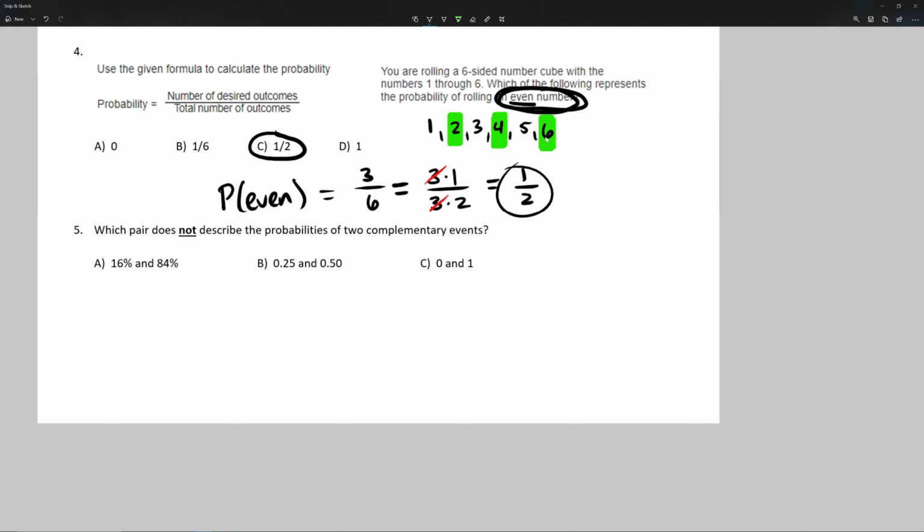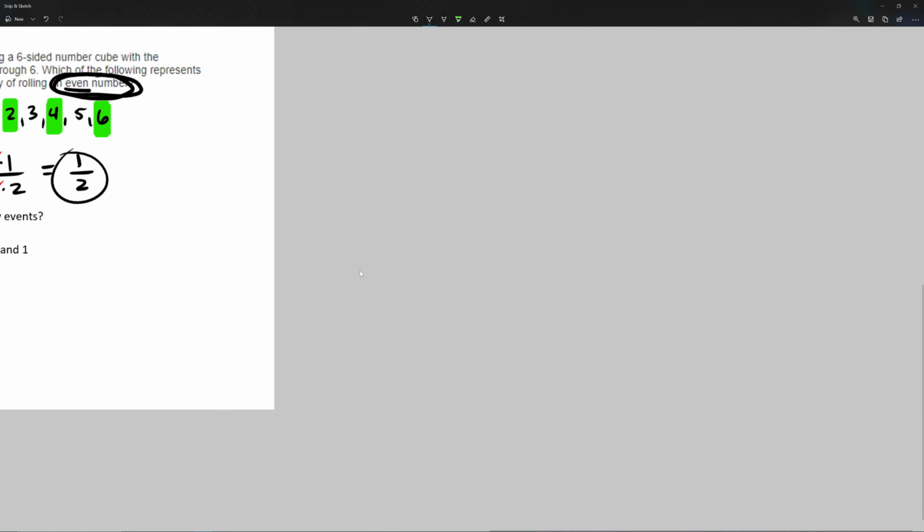There are 3 even numbers out of the 6, but aren't half the numbers even? So half of the numbers are even. You have a 1/2 chance of getting an even number. Okay. And then number 5, which pair does not describe the probabilities of what we would call 2 complementary events? Just a little bit of background. What do we mean by complementary?